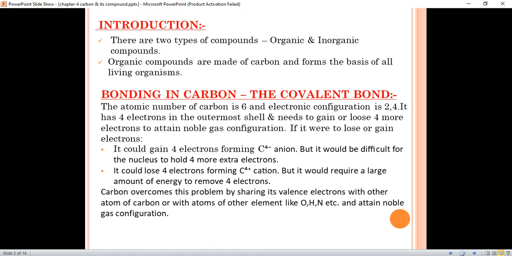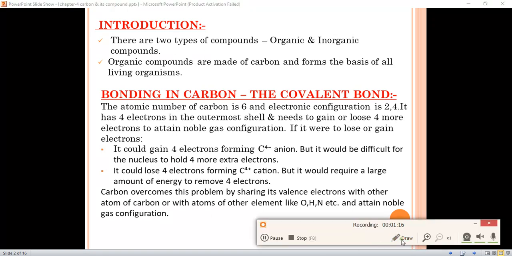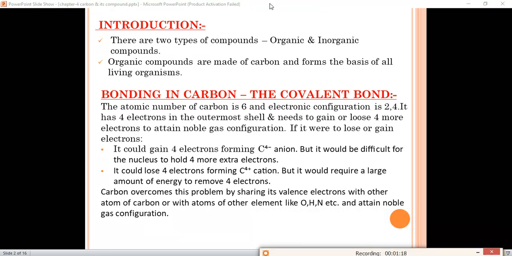What is the atomic number of carbon? Atomic number of carbon is 6 and the symbol of carbon is C. So carbon is a tetravalent element, means it forms only four bonds, not more than that. In the earth's crust, the percentage of carbon is 0.02% and in the atmosphere, the percentage of carbon is 0.03%, and it is in the form of carbon dioxide.